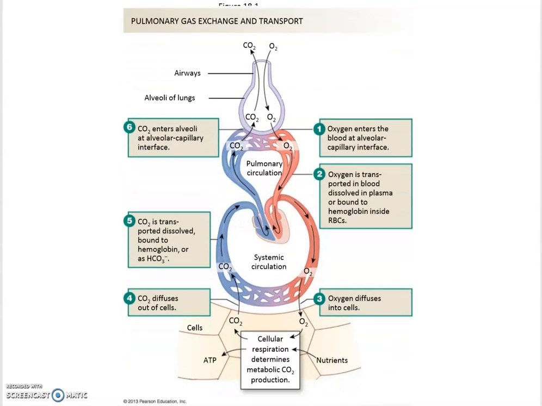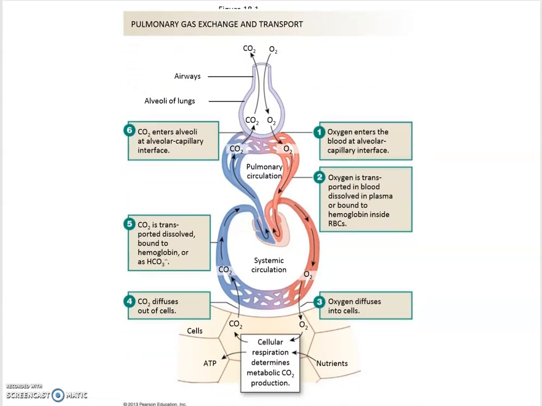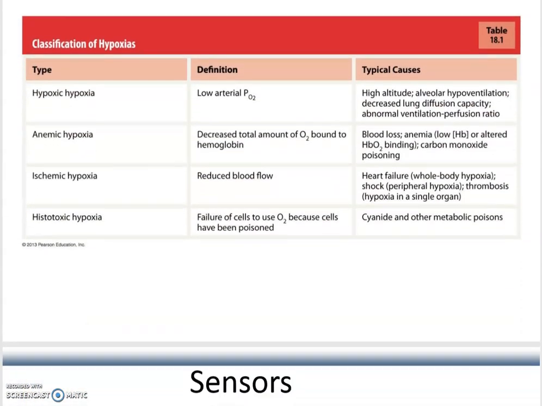So here would be the pulmonary gas exchange and transport. At the level of the lungs, you want to get oxygen into the blood and get rid of CO2 as a waste product. At the level of the tissues here, you want to deliver the oxygen into the tissues and pick up the trash and move that into the blood. So that's the essence of this slide right here.